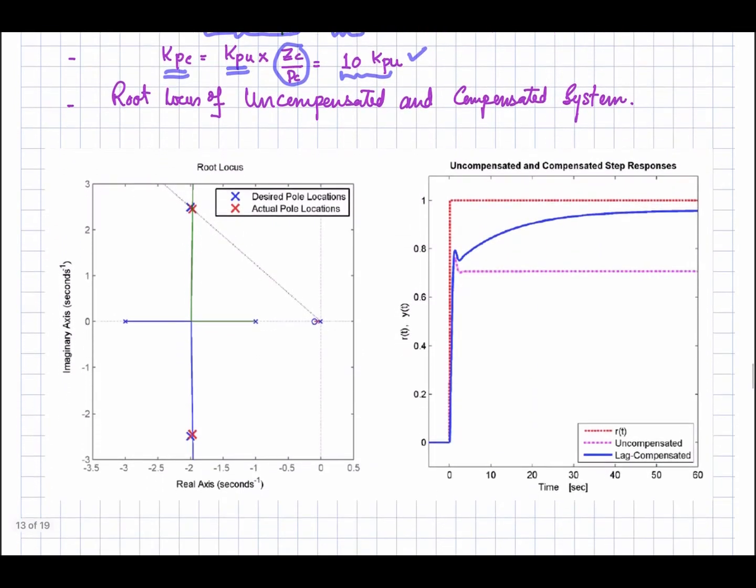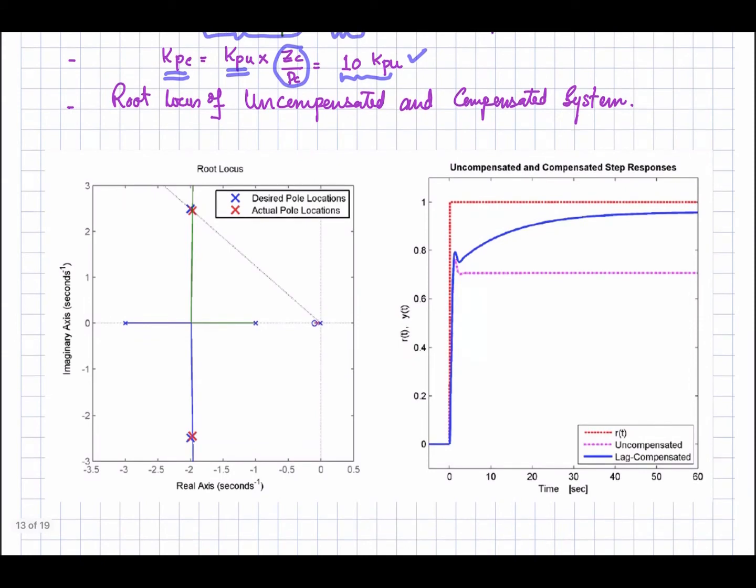So now let's look at the root locus of the uncompensated and the compensated system. If we do not introduce this pole-zero pair, our root locus is like that, without the introduction of the compensator. But if we introduce the compensator, as we discussed above, you can see the position of the closed loop poles is slightly changed.